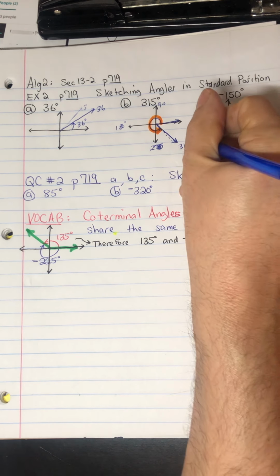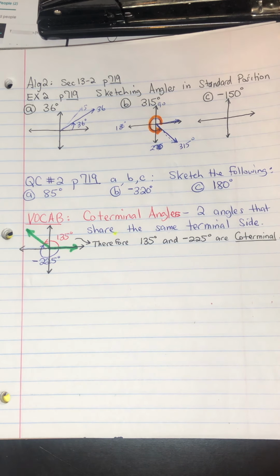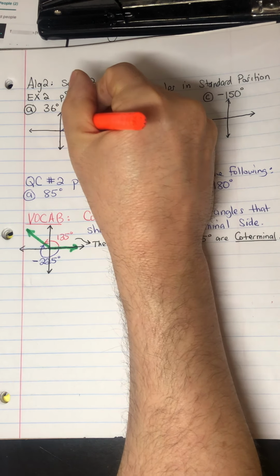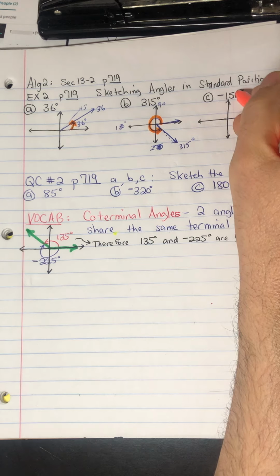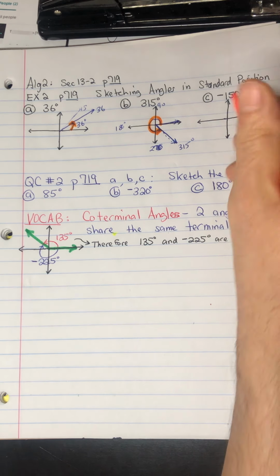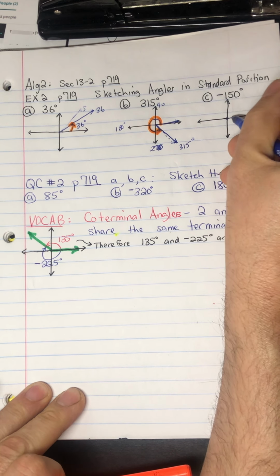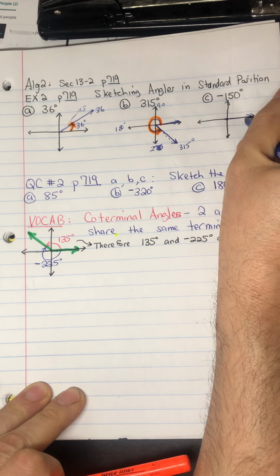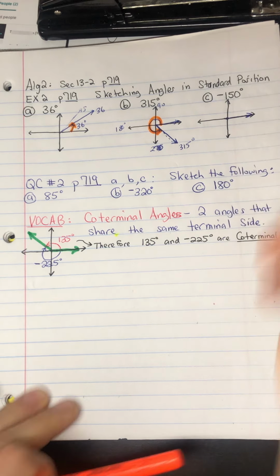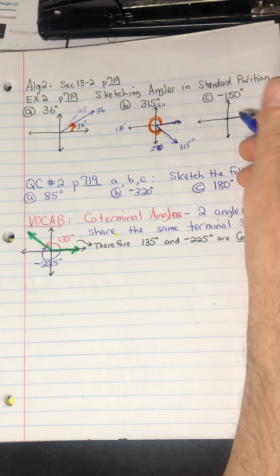Let's look at C now. Negative 150. That means I have to go which way? Clockwise, yes. Positive is counterclockwise, to the left. Negative angle measurements are to the right. Again, the initial side is still the positive x-axis. So you're starting here, your vertex is the origin. There's your positive x-axis, your initial side. And then I'm going to measure 150.